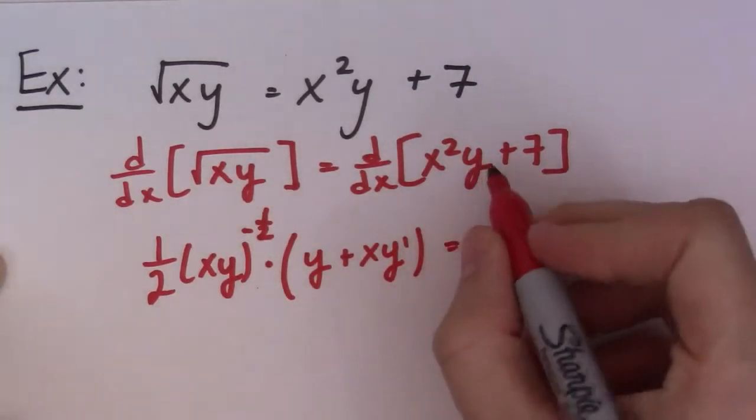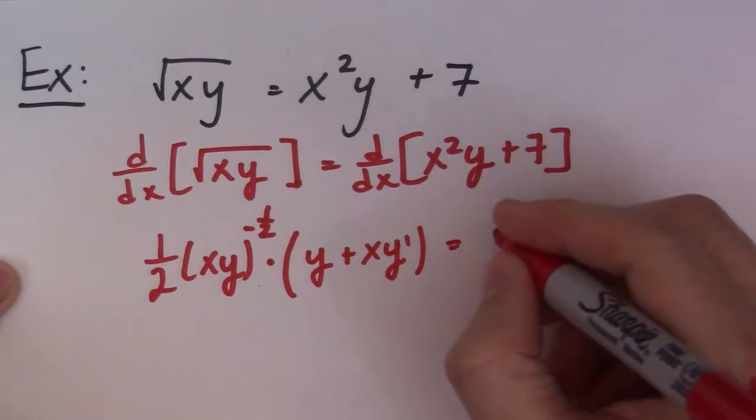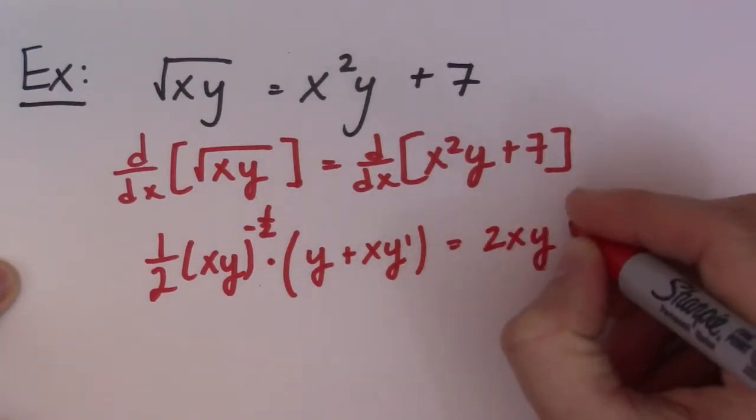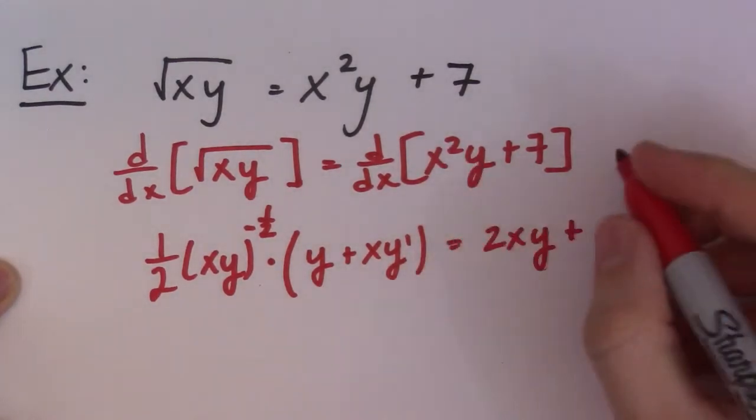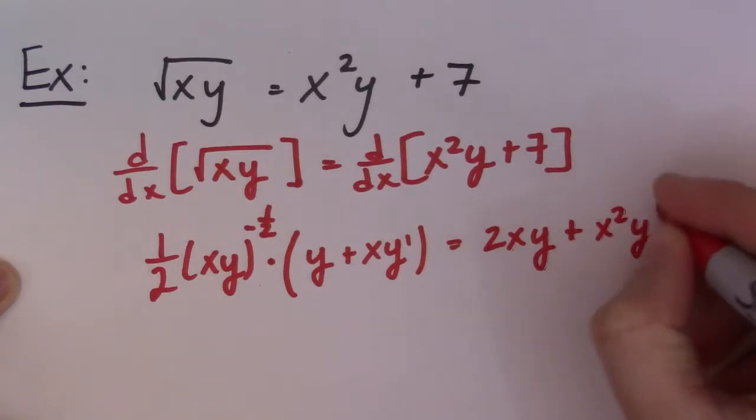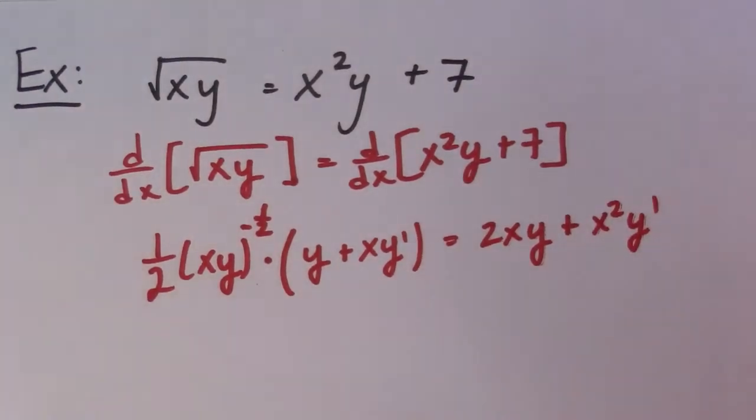And then the derivative of this guy, that's product rule again, so the derivative of x squared is 2x times y, plus the derivative of y, so x squared y prime. Derivative of 7 is nothing. So you can see this guy is pretty hairy already.